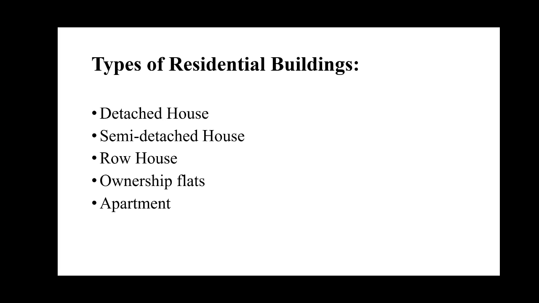Now we shall discuss the types of residential buildings. Residential buildings include detached houses commonly known as bungalows, semi-detached houses also known as twin bungalows, row houses, ownership flats, apartments, etc.